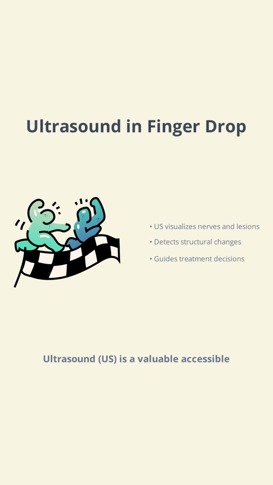Ultrasound, US, is a valuable, accessible, and cost-effective imaging tool for finger drop. It can visualize the radial nerve and its branches, detect enlarged fascicles, and identify compressive lesions like cysts or tumors. US is especially useful for spotting changes in nerve structure, such as hypoechoic or hyperechoic patterns, and for detecting neuromas. In some cases, US findings can directly influence the choice of treatment, such as surgical decompression.